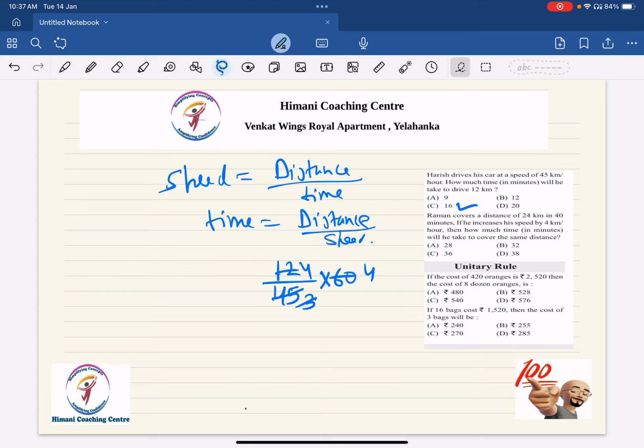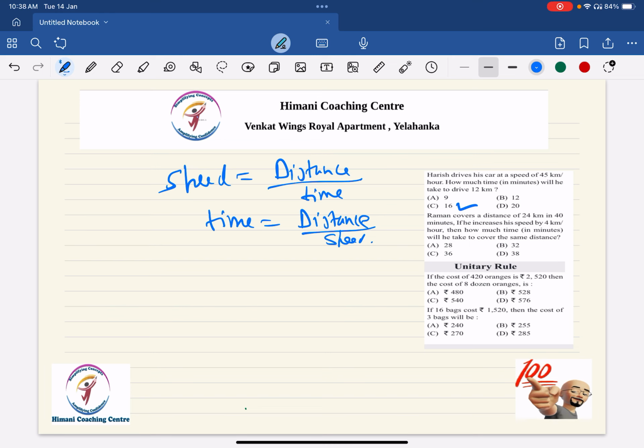Okay. Now let us look at the next question. Raman covers a distance of 24 km in 40 minutes. If he increases his speed by 4 km per hour, then how much time in minutes will he take to cover the same distance? So see, the speed is distance by time.